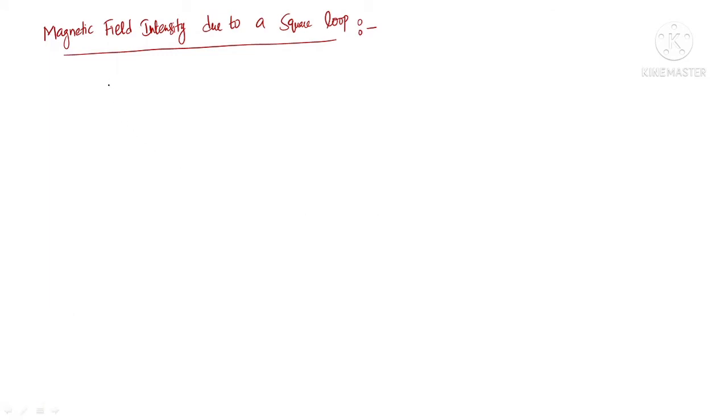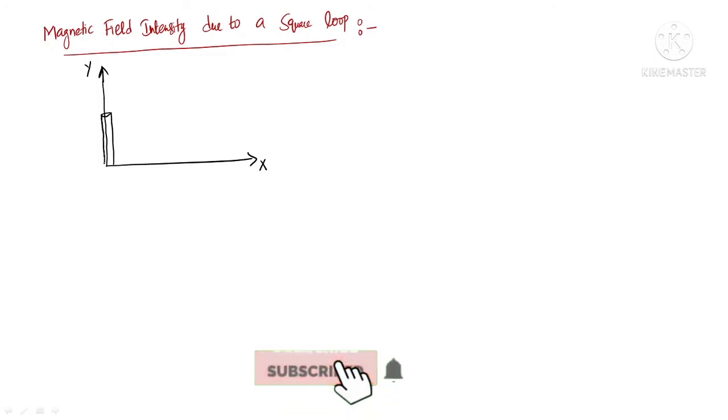So for simplicity of analysis, I am considering the square current carrying loop along the xy plane. So this is the x axis and this is the y axis. I am considering the square current carrying loop. Square current carrying loop means all the sides must have the same length.